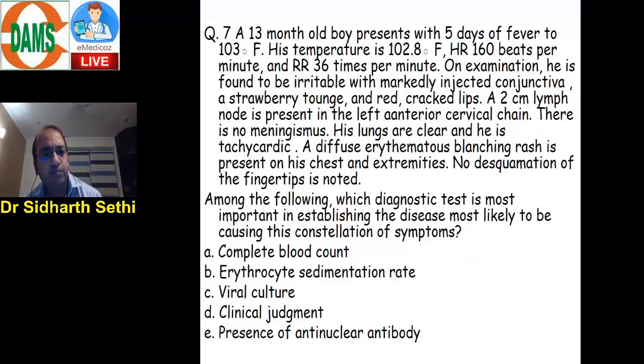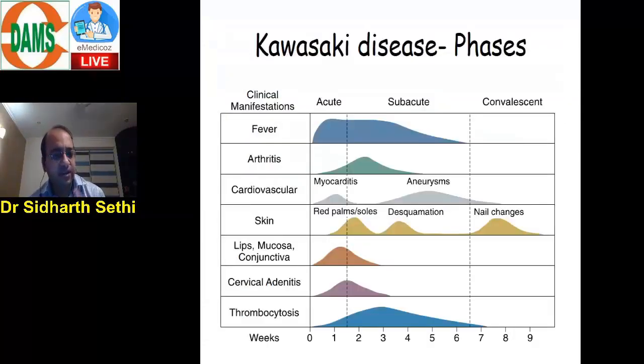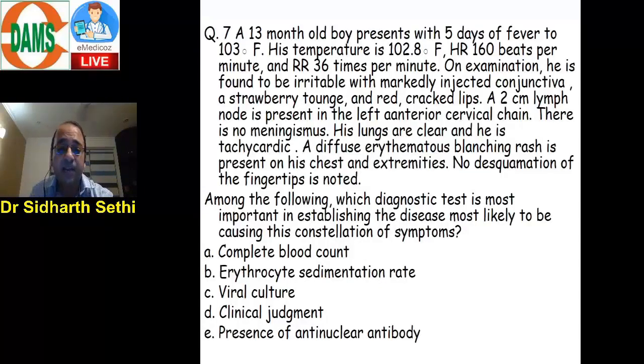Let's talk about the next point. A boy around 1 year old comes to you with fever, strawberry tongue, lymph node, rash. So he has a typical Kawasaki disease. Now remember, Kawasaki is a clinical diagnosis. There is no investigation of choice.